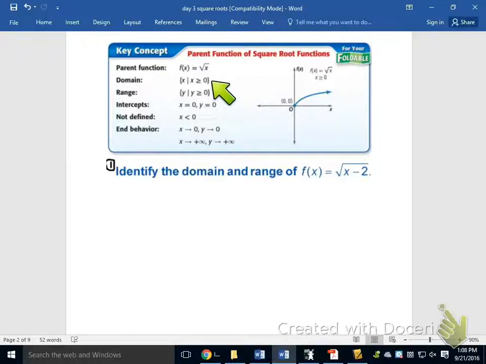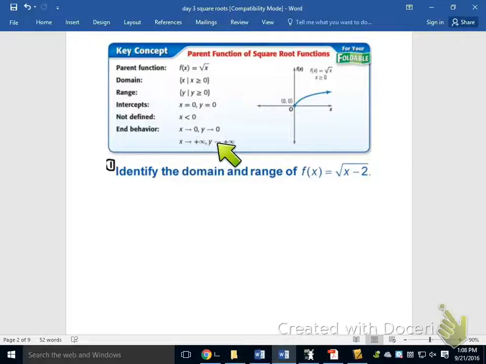The domain for this parent function is always greater than or equal to 0. The range, here it's not all real numbers because it's only the positive root. It's greater than or equal to 0. The intercepts, I don't really talk about those too much. It is not defined for any x value less than 0.